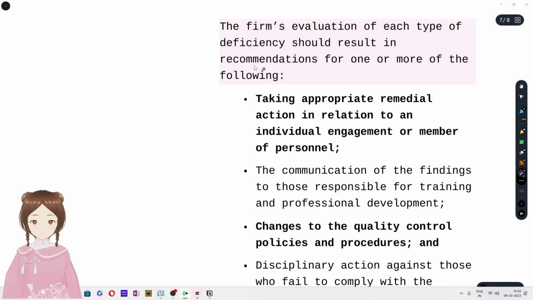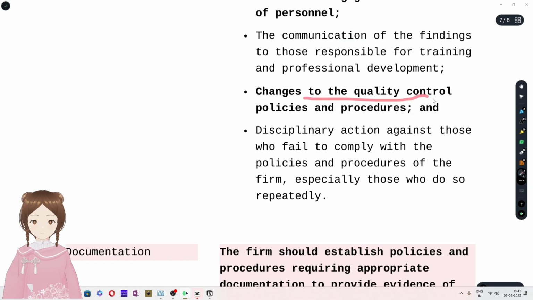And the firm's evaluation of each type of deficiency should result in recommendations for one or more of the following. If any deficiencies were found, what should be done? Taking appropriate remedial actions in relation to the individual engagement or member of personnel. They communicate the findings to those responsible for training and professional development, make changes to the quality control policies and procedures, and take disciplinary action against those who fail to comply with those policies and procedures.